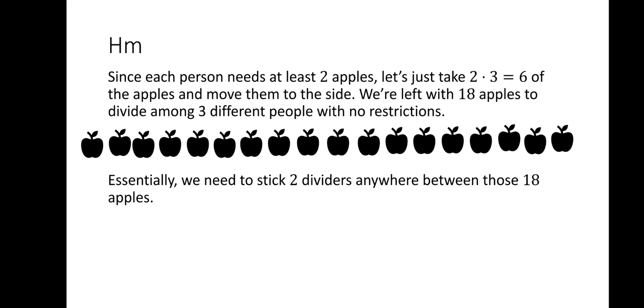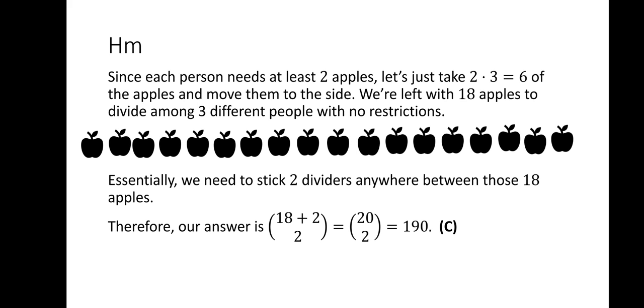Essentially, we need to stick 2 dividers anywhere between those 18 apples to divide them among 3 people. So we have 18 apples and 2 dividers, and we have to find where we can place the 2 dividers. So we have 20 choose 2, or 190. Our answer is C, our final answer for the last problem.